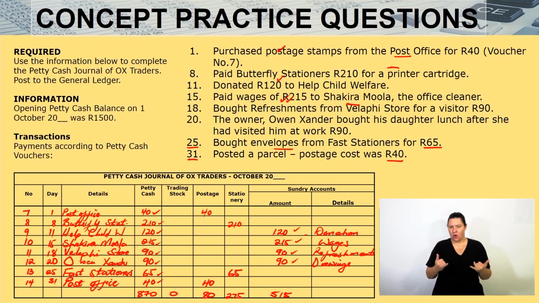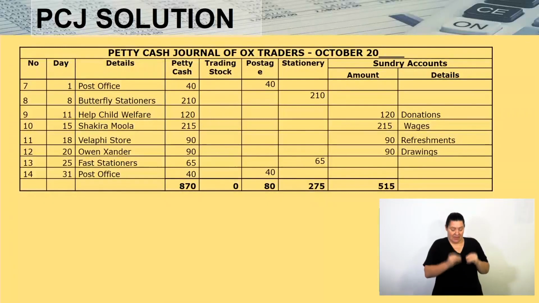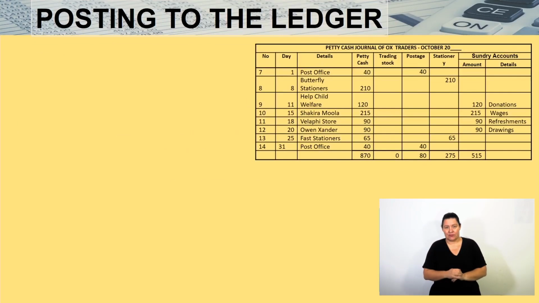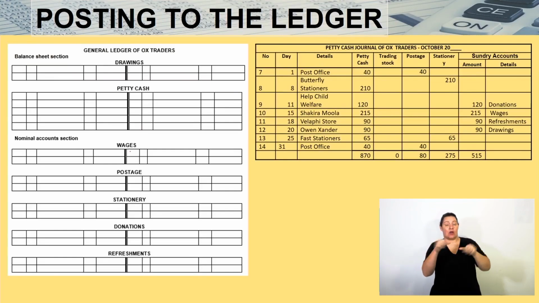Now let's quickly go, and we're going to post these amounts to the general ledger. Okay, learners, so here is my solution. When I have the solution, then I need to post to the general ledger. Let's quickly post to the general ledger. The first account that I have is drawings. Remember, drawings increases on the debit side. So, do I have any drawings? Yes. How much is it? 90.